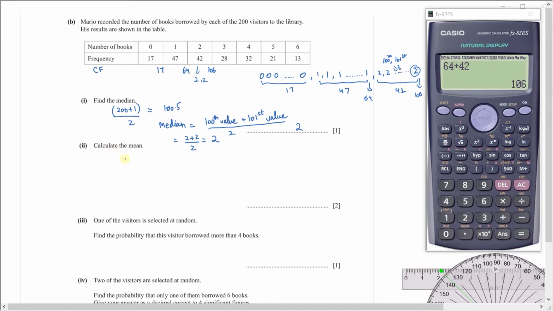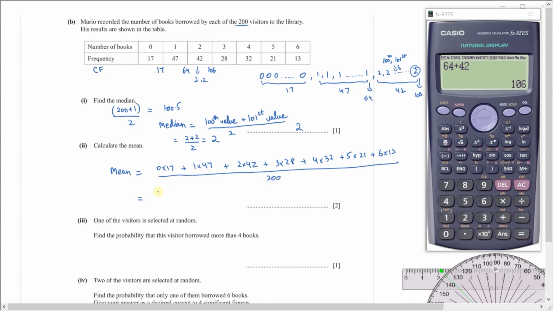The next part is calculate the mean. So your mean will be, you will multiply each value with its frequency and then add them together. So 0 multiplied by 17 plus 1 multiplied by 47 plus 2 multiplied by 42 and so on, 3 times 28, 4 into 32 plus 5 into 21 plus 6 into 13, divided by the total number of people, which are 200.